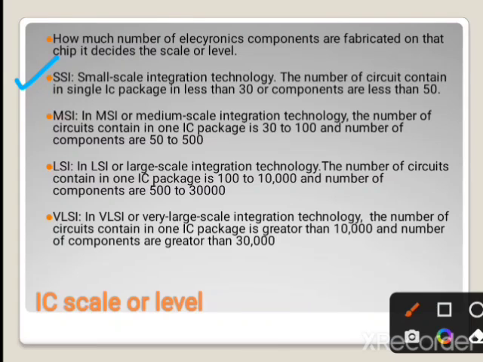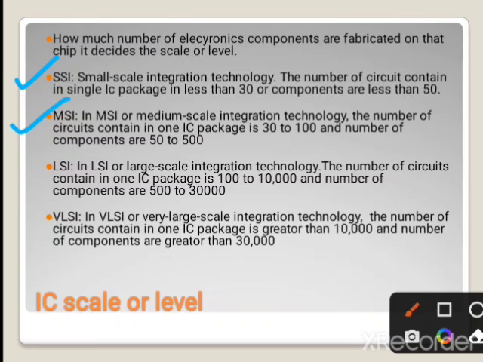Okay, so we can say small scale integration technology is one in which the number of circuits contained in a single IC package is less than 30, and the components are less than 50. So this is nothing but small scale. That means the number of components or IC packages is small.